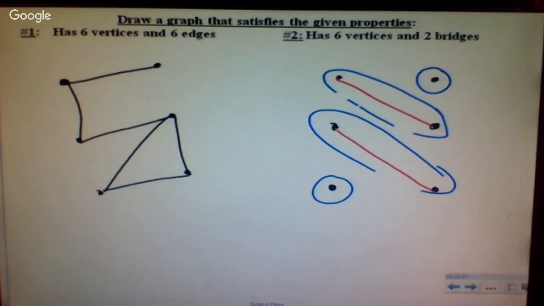I mean, technically, this is exactly what this is too. I've got 2 bridges in this picture. If I take away this one, this is off by itself. If I take away this one, this piece and this piece are separated. So that one works too.